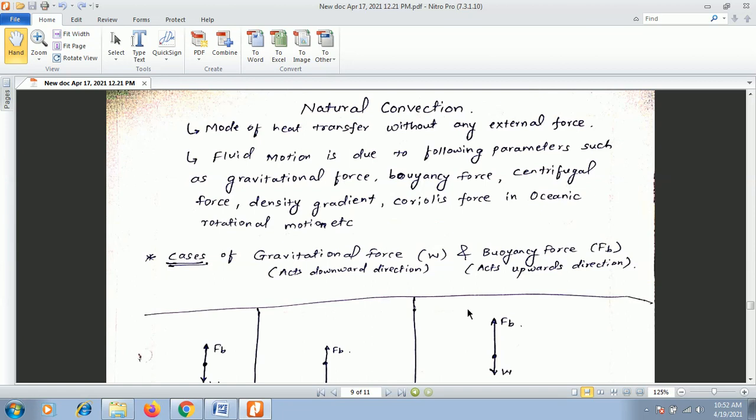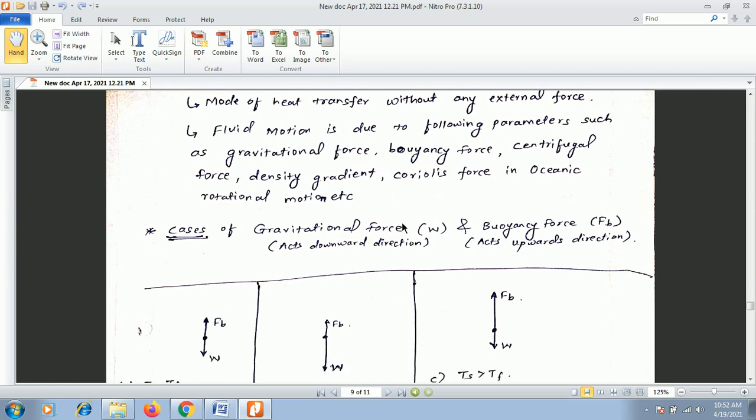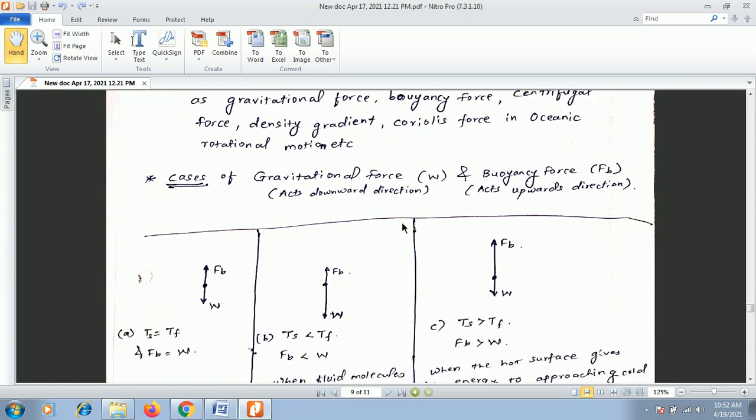The fluid is going to be set in motion due to gravitational force, buoyancy force, centrifugal force, density gradient, Coriolis force in ocean rotational motion, and so on. So let us see the cases of gravitational force and the buoyancy force.